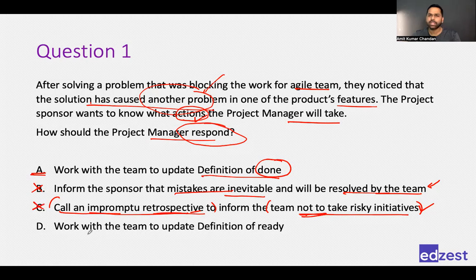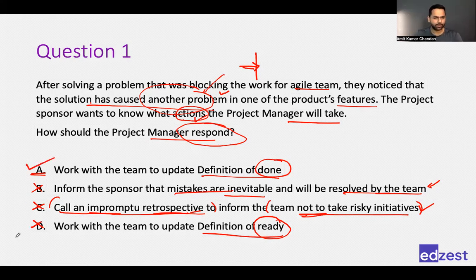Again. Then we go to D. Work with the team to update the definition of ready. Okay. See, the problem here is with finishing something. Right? Something which was finished, the problem which was solved, an activity which was done was not done properly, probably. That's why we had another problem arising. The problem is not with starting something. Definition of ready is a checklist which helps us in starting something, ensuring that when we are starting a particular user story or a particular activity or task, we know that we have all the information that we need to start. Right? So the problem is with finishing something, not with starting, and hence definition of ready is also not a good choice. A is the best one.